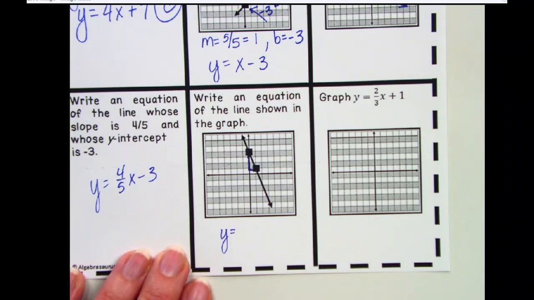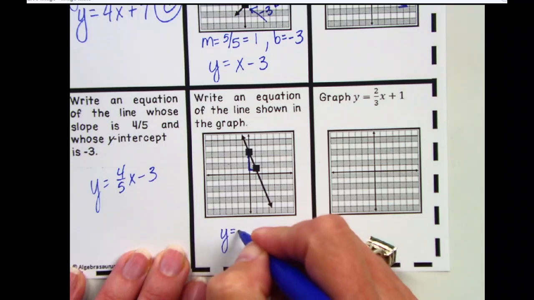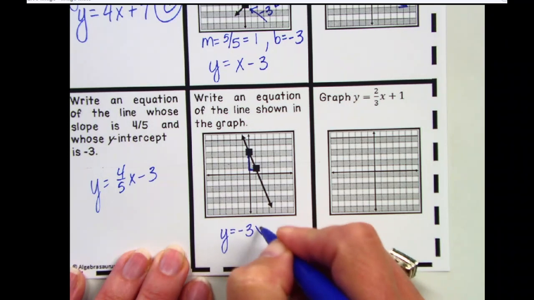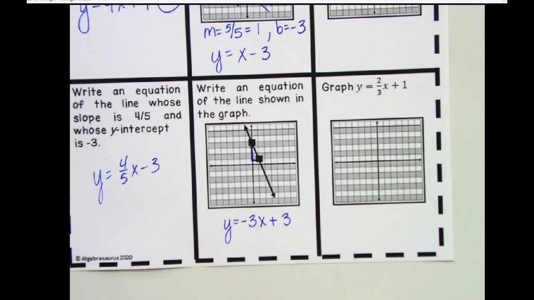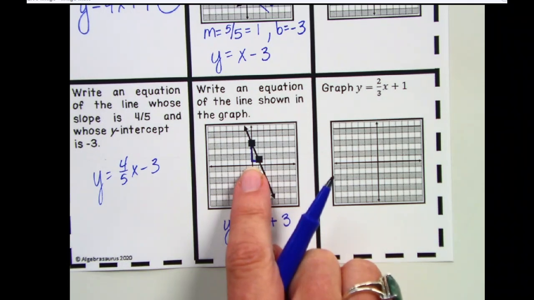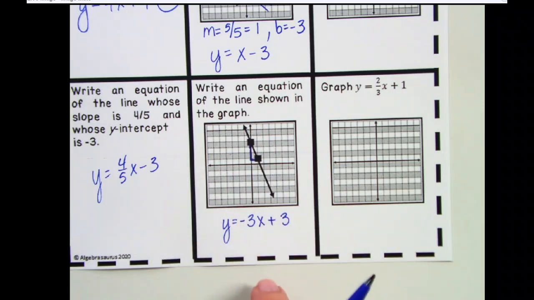Y equals. Did you remember your negative sign? Did anybody forget their negative sign? I'm curious. Definitely you. Yeah. So when we're doing our slope triangles, that's actually the hardest part because we count our up, we count our over. You've just got to watch for that negative sign.